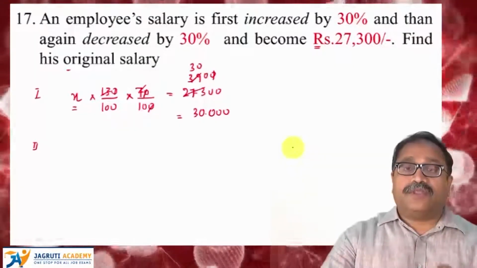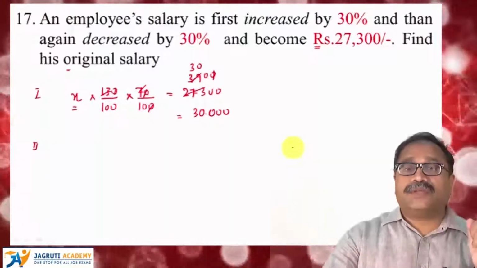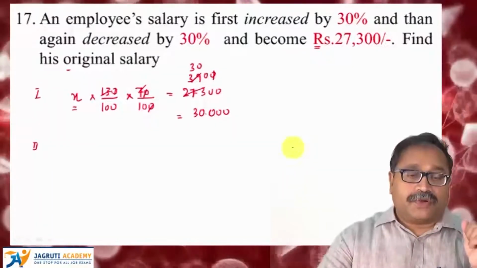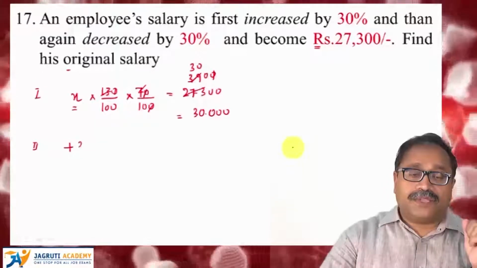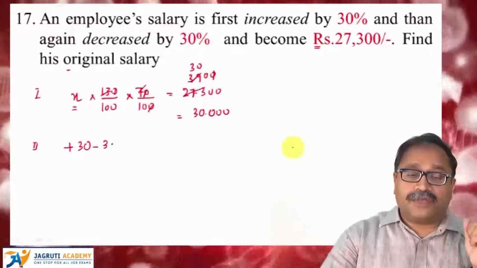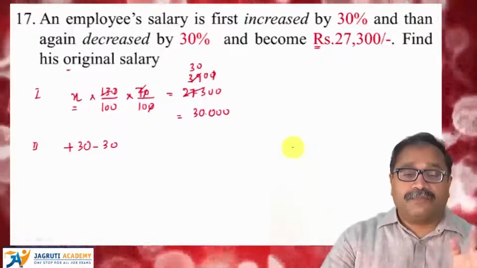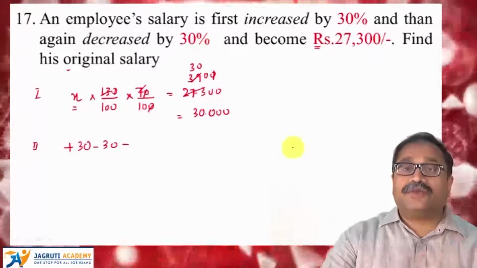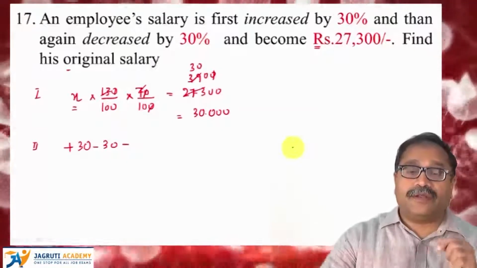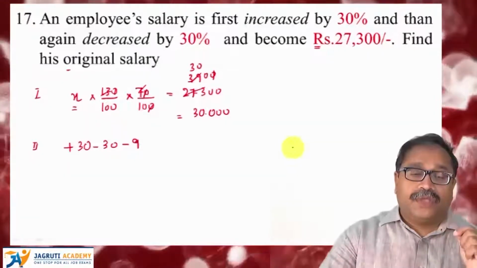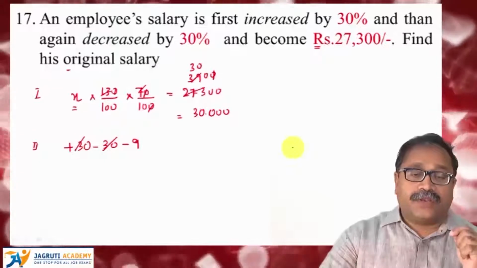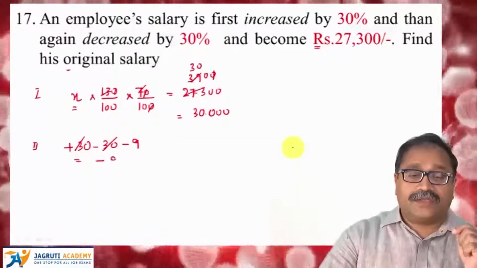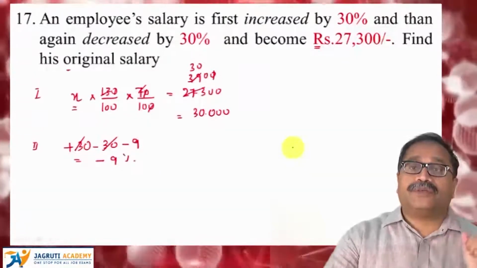The same thing can be done with the XY formula, because I can see there are two effects. So let's work it out. First, the salary is increased by 30%, then decreased by 30%. So the net effect will be plus 30 minus 30 plus minus minus 30 into 30, that is 900. 900 by 100, which is 9. So I will cancel this one. The final net result is the salary is decreased by 9%.